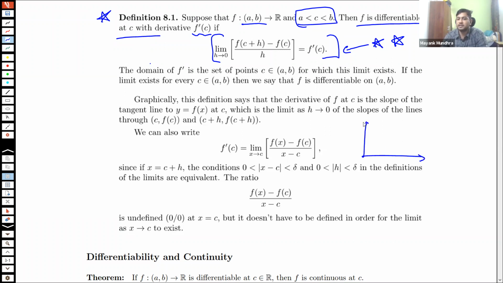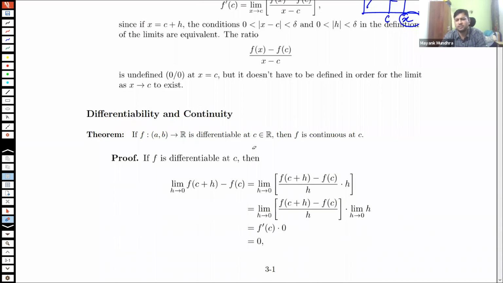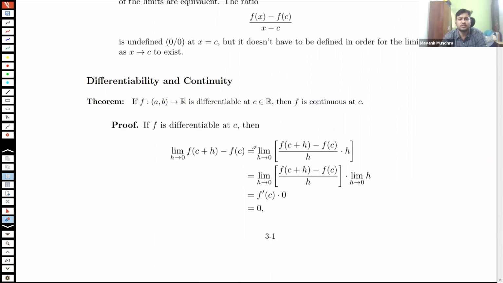So now what's happening is, this is your function. They take the point c, they take another point x, and then they move this point x towards c. So it's the same thing, but instead of calling this point c plus h, it's called a different entity altogether, x. And then instead of making this distance h go to 0, the limit is that x tends to c. So this is another definition, not that popular. The first definition is the one which is mostly used in texts these days.